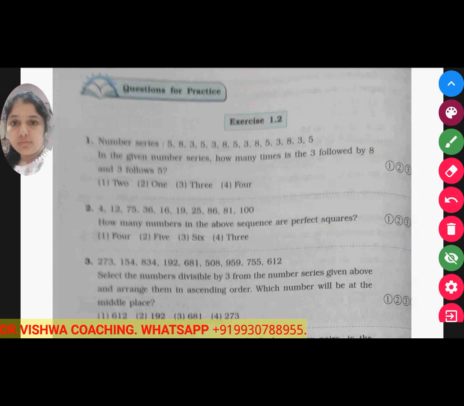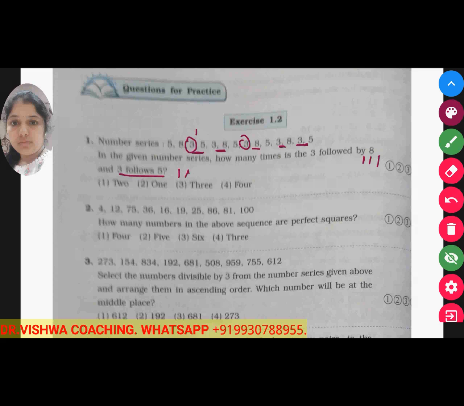Now see, 3 is here, it is followed by 5, so 1 for this. Then 3 is here, it is followed by 8, so 1 for this. Now 3 is here, followed by 8, so 2 for this. 3 is here, followed by 8, so 3 for it, and 3 is here followed by 5, so 2 for this. Okay, so how many times is 3 followed by 8 and 3 follows 5?